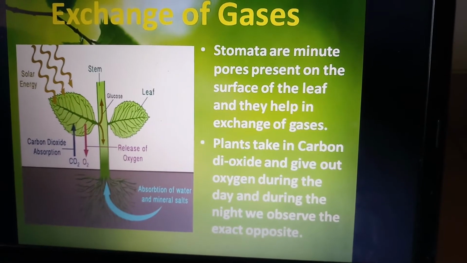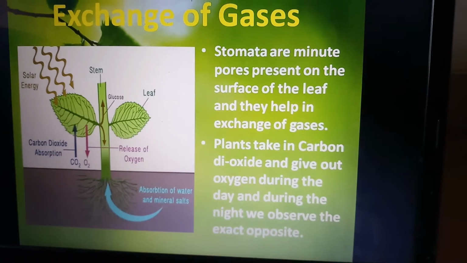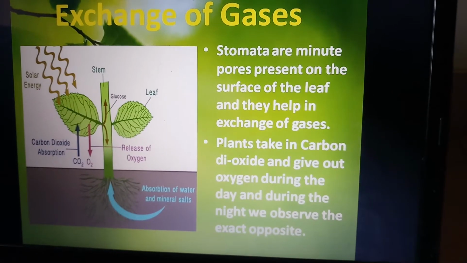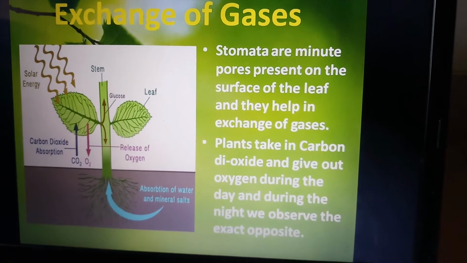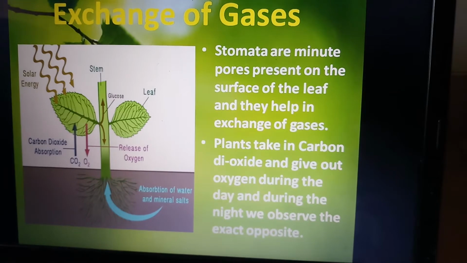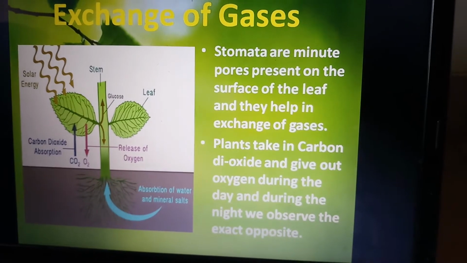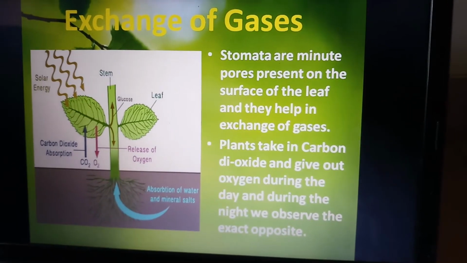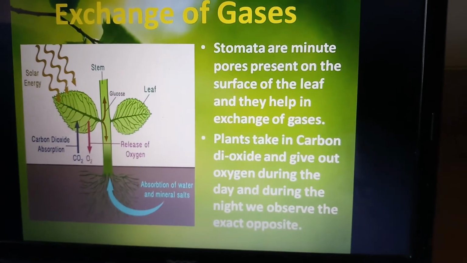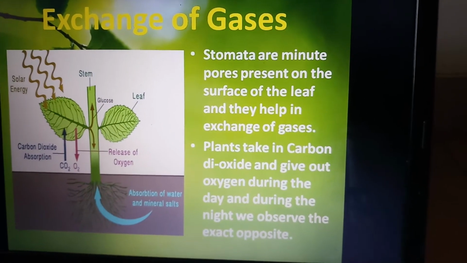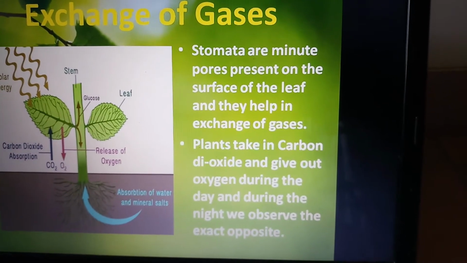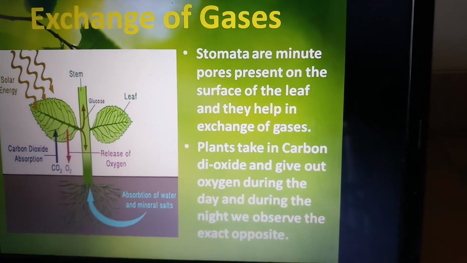day. So in order for the exchange of gases to take place, plants have small pores on the leaf surface, and these small pores are known as stomata. But usually we hear that we should not sleep under a tree during the night because the process becomes exactly the reverse at night. Plants start taking in oxygen and giving out carbon dioxide.